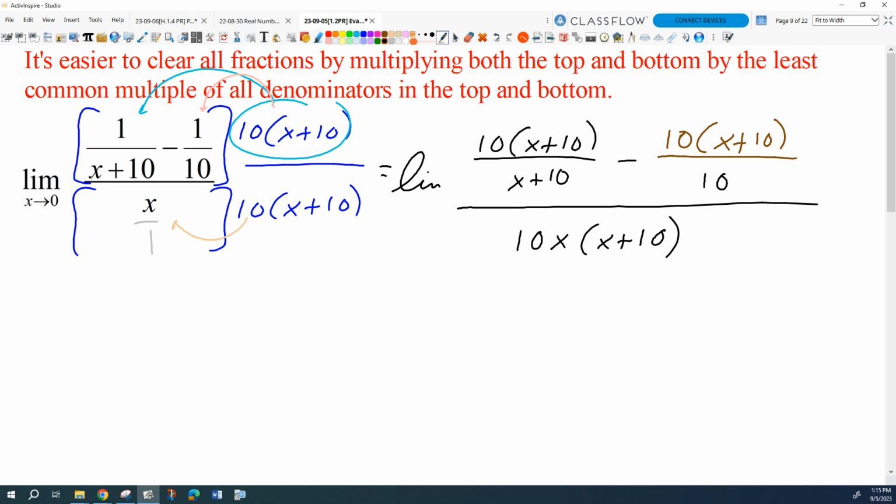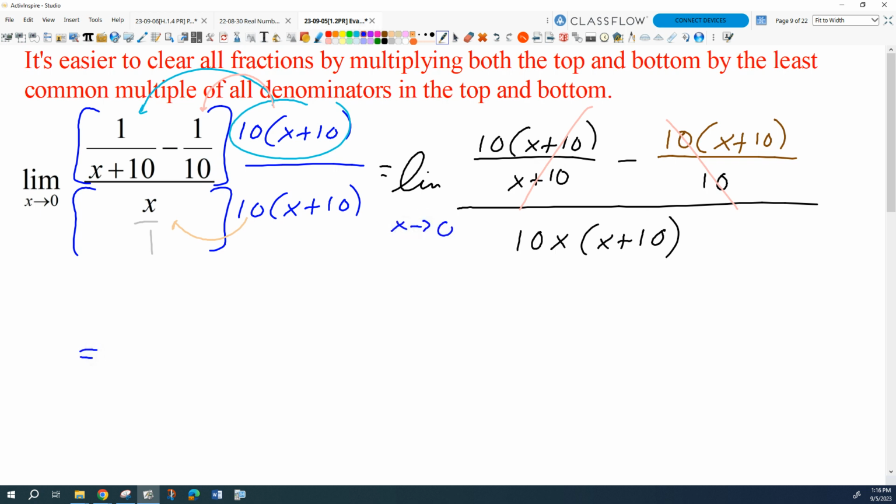Okay, look what happens here. What cancels in the first fraction? Look at that. What cancels in the second fraction? Way easier, right? Great trick. Thank you, Mr. Oya. That was a good one.